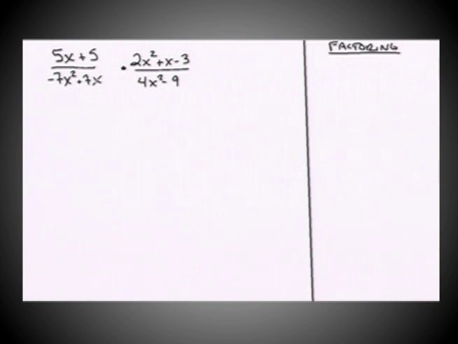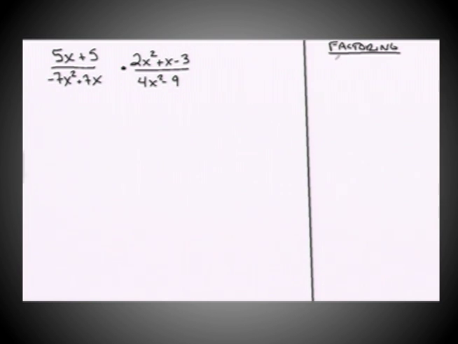So let's go ahead and take a look at this example of rational expressions being multiplied. We have 5x plus 5 divided by negative 7x squared plus 7x times 2x squared plus x minus 3 divided by 4x squared minus 9. So the first step in our process is to factor all numerators and denominators. So you can see I've left a little section off to the side to go ahead and do that so that you can see my factoring.